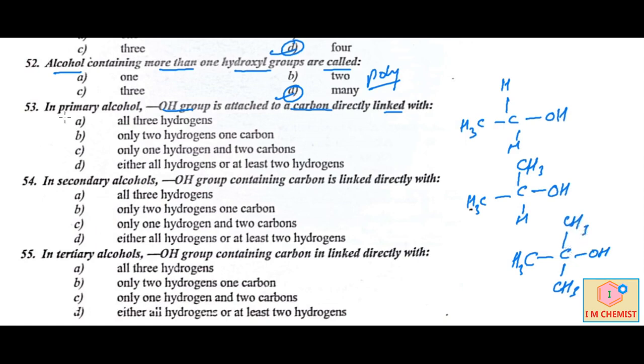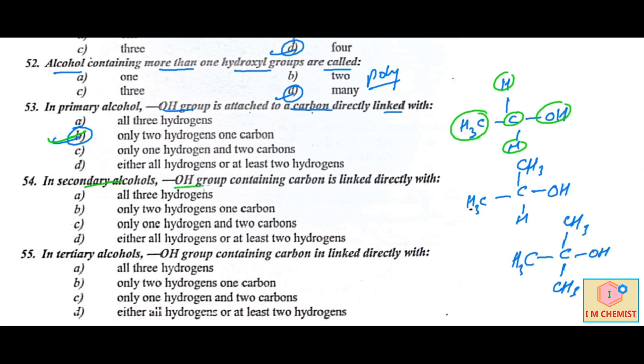So MCQ number 53, in primary alcohol the hydroxyl group is attached to carbon directly linked with only one carbon atom. Rather you can say that it is further attached with two hydrogen atoms. So option number B would be correct. Here you can see that this is hydroxyl group that is attached with carbon, and this carbon atom is further attached with two hydrogen atoms and one carbon atom. So option number B would be correct.